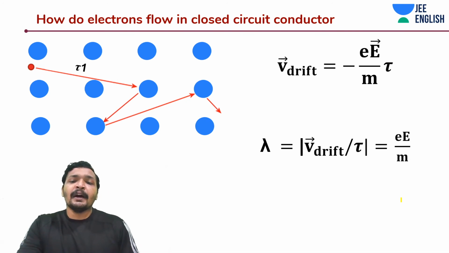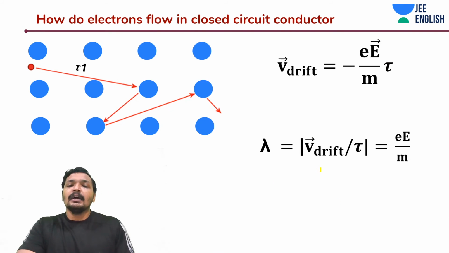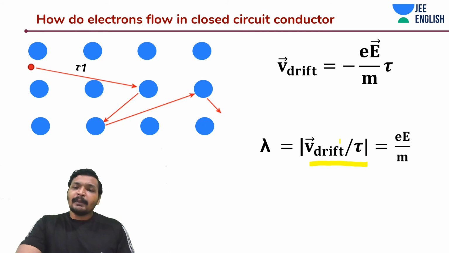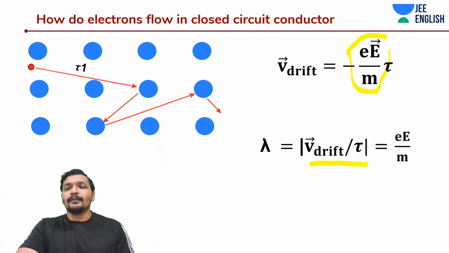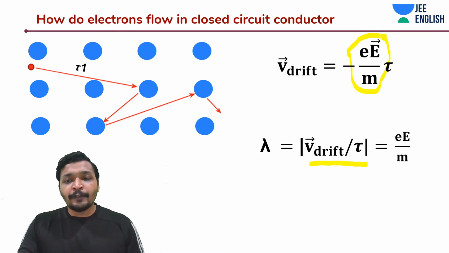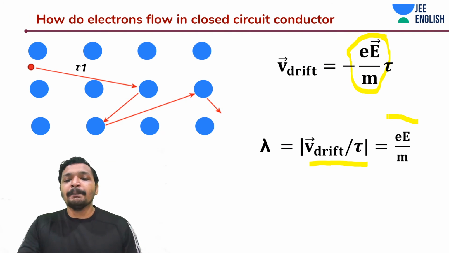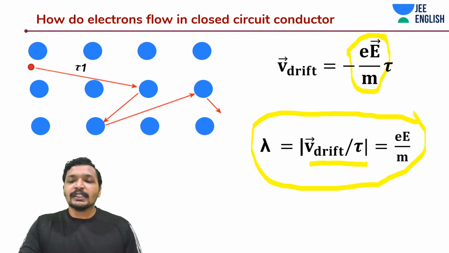Mean free path is nothing but drift velocity divided by tau, the relaxation time, the time between the collisions. So now what is happening in this case? We already know from here that the magnitude of the acceleration is eE by m, the charge times the electric field, divided by m. If you take this magnitude, you will get the value. It was easy.